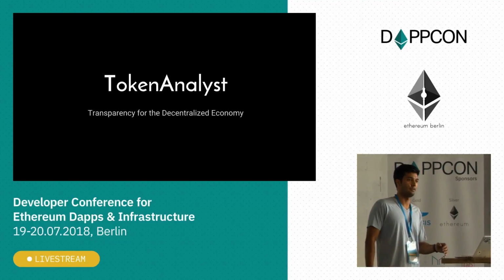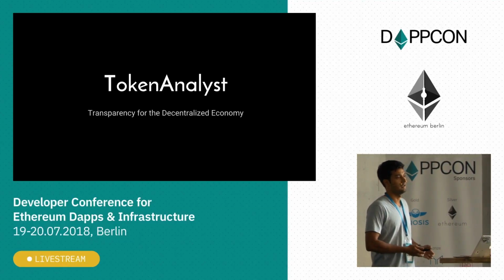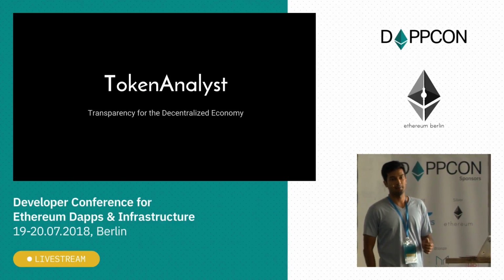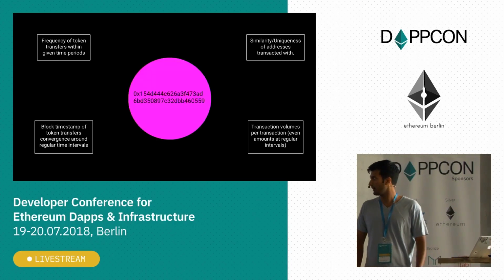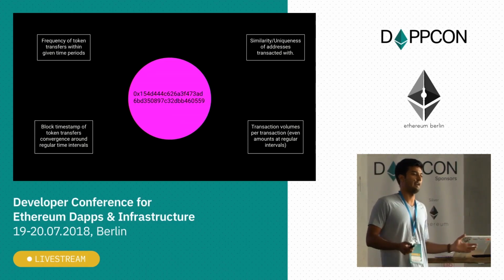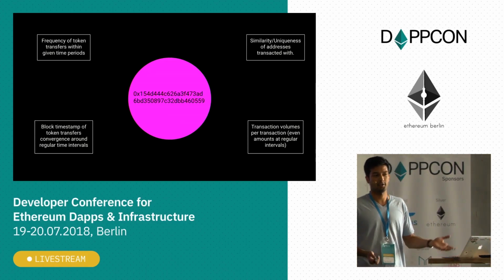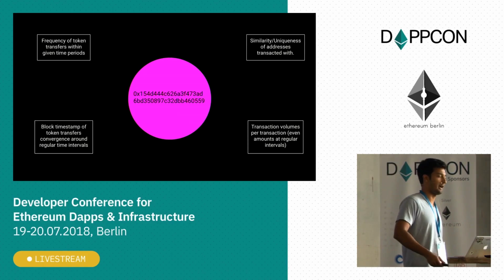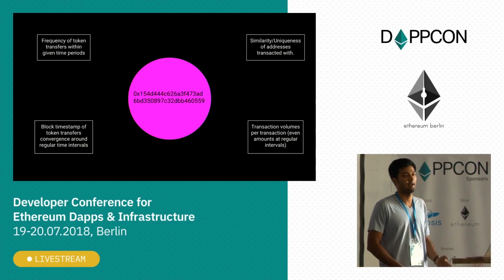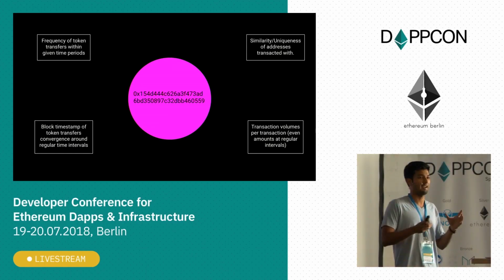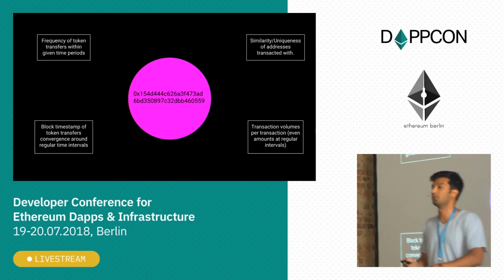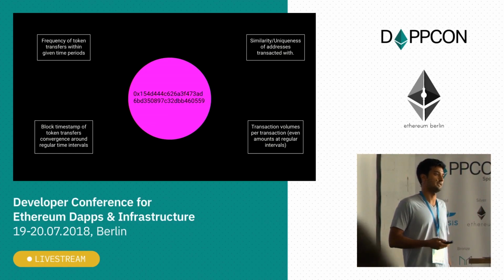I'm Jay. I'm the founder of Token Analyst, and we spend a lot of time looking at addresses on the blockchain. We're obsessed with it. All of you have an address, and you interact with the blockchain. So you transact, you buy CryptoKitties, you participate in prediction markets. These are all different activities or features that you do on the blockchain, and we want to analyze this.